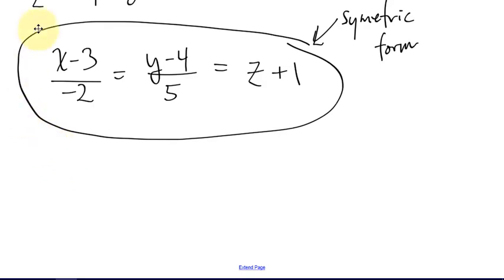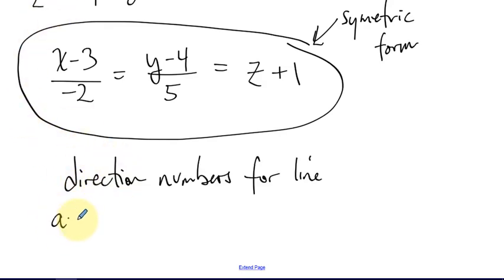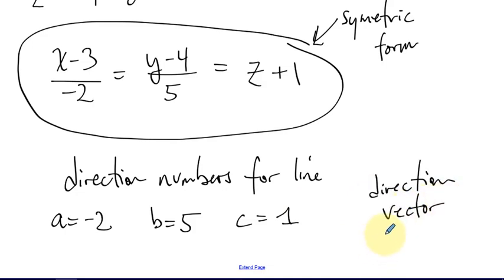I could say that I have direction numbers that I can actually read off by looking at this symmetric form. a equal negative 2, b equal 5, c equal 1. If I have it in symmetric form, the a, b, and c are the components of a direction vector. The direction vector is the vector that's parallel to the line.